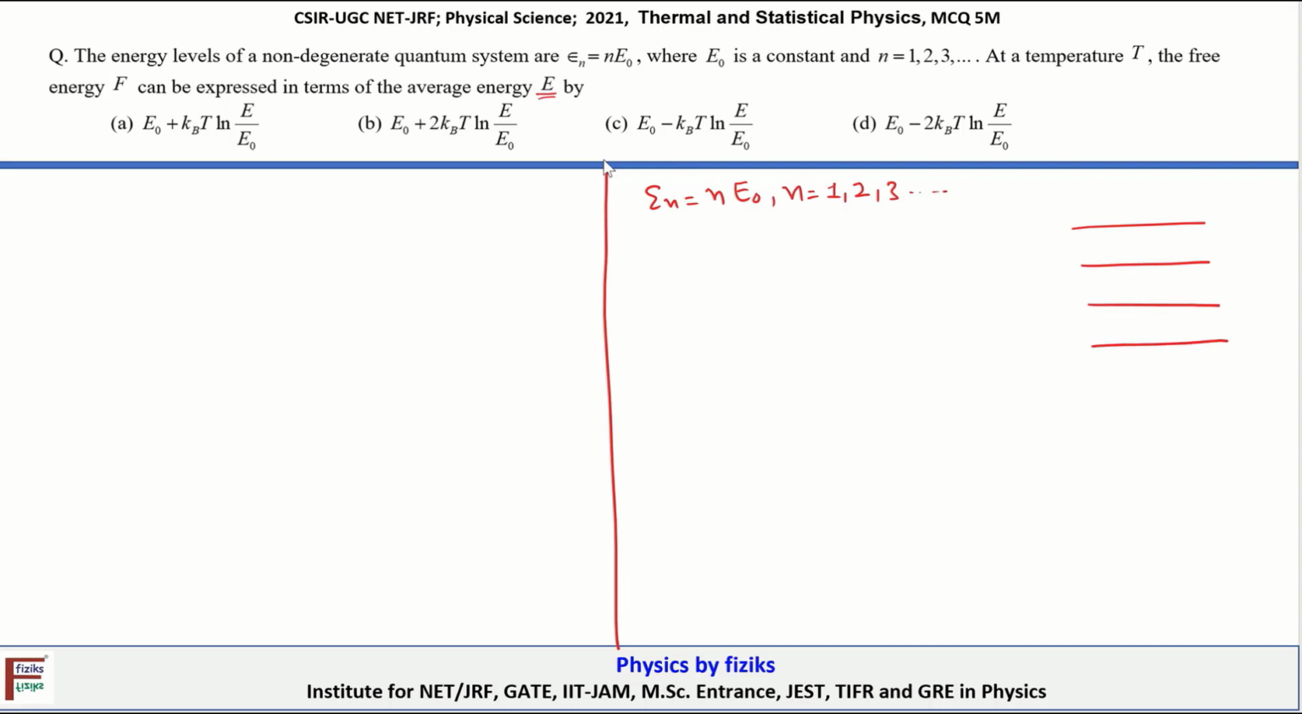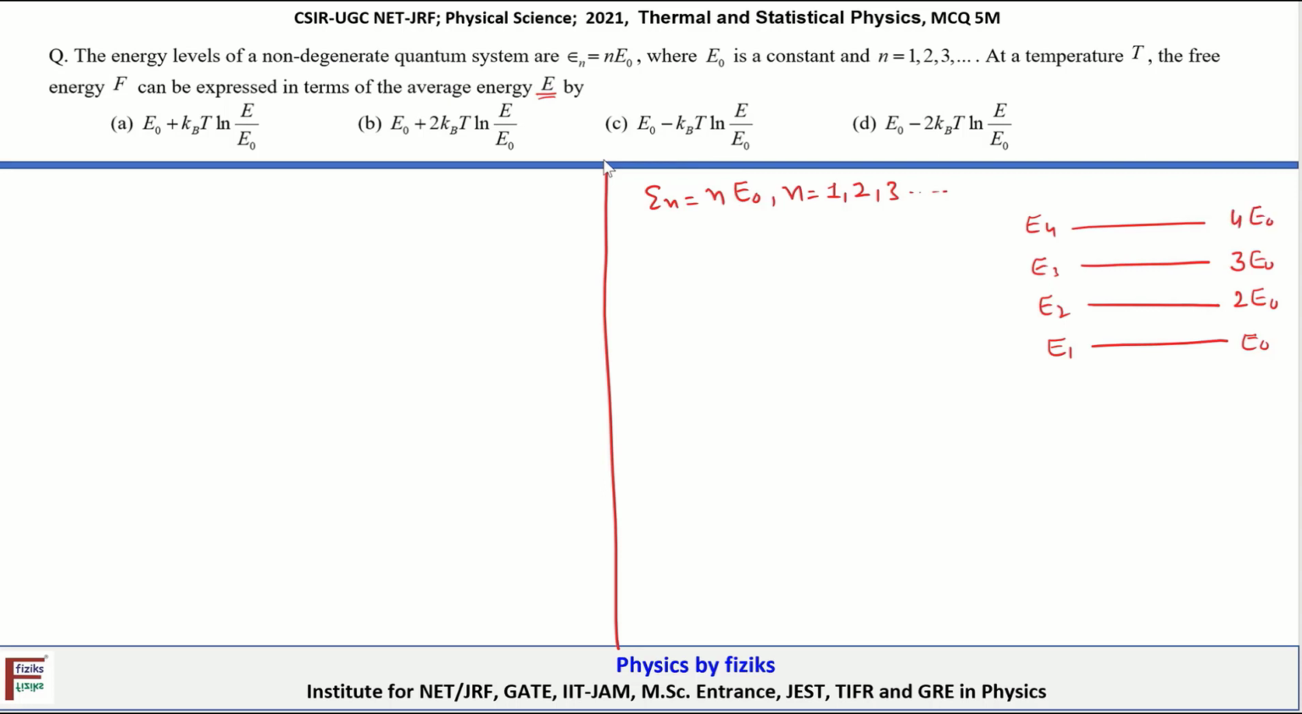By assigning different values of n, we can obtain the various energy values. Let me call these level 1, level 2, level 3 and level 4. E1 we obtain when n is equal to 1, so the corresponding energy is E0. When n is equal to 2, the corresponding energy is 2 E0, and then 3 E0 and then 4 E0.